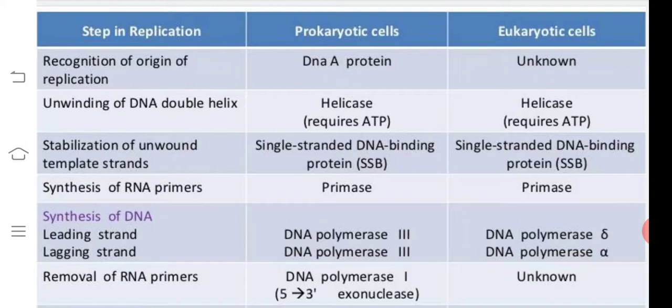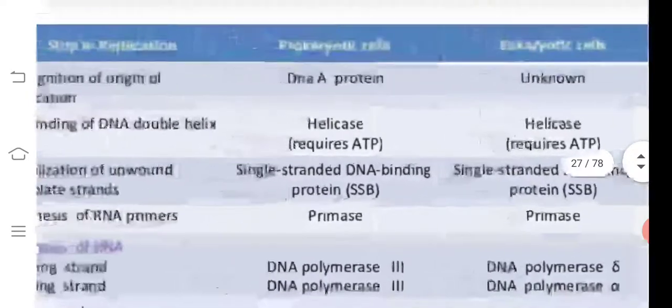Next, synthesis of DNA. The leading strand and lagging strand, two strands should be produced. That is taken care of by the DNA polymerase 3 enzyme in prokaryotes. Removal of RNA primer: after the replication process, RNA primer should be removed. That is done by DNA polymerase 1, which is a 5' to 3' exonuclease.